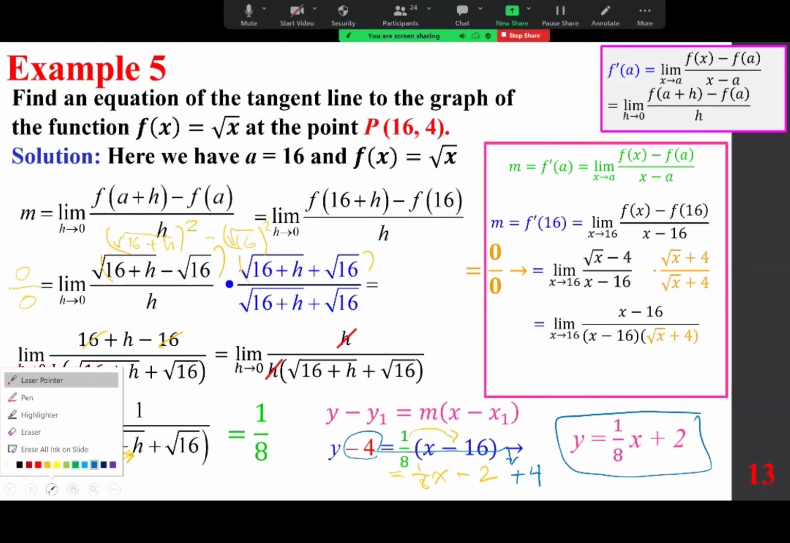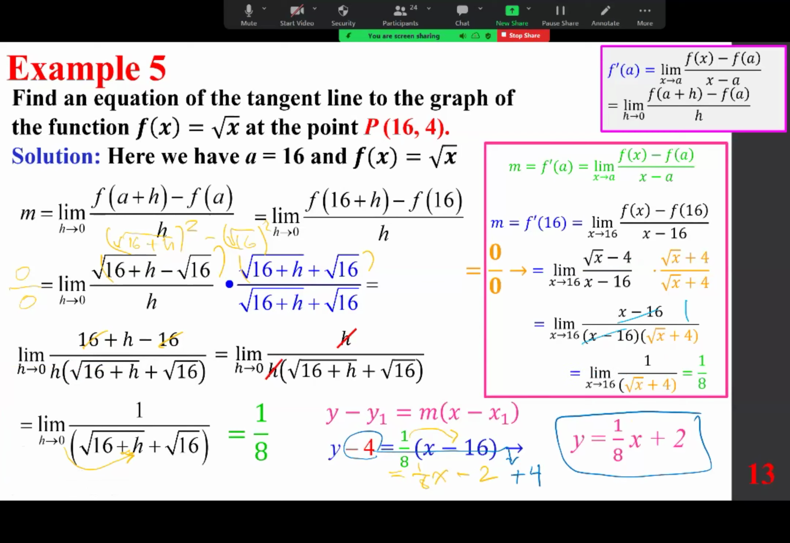Therefore, this piece cancels out this piece. You have 1 over square root of x plus 4. And so the limit of 1 over square root of x plus 4 as x approaches 16, if I replace x now with 16, I get 4 and 4, 8. Both of them give me the answer.